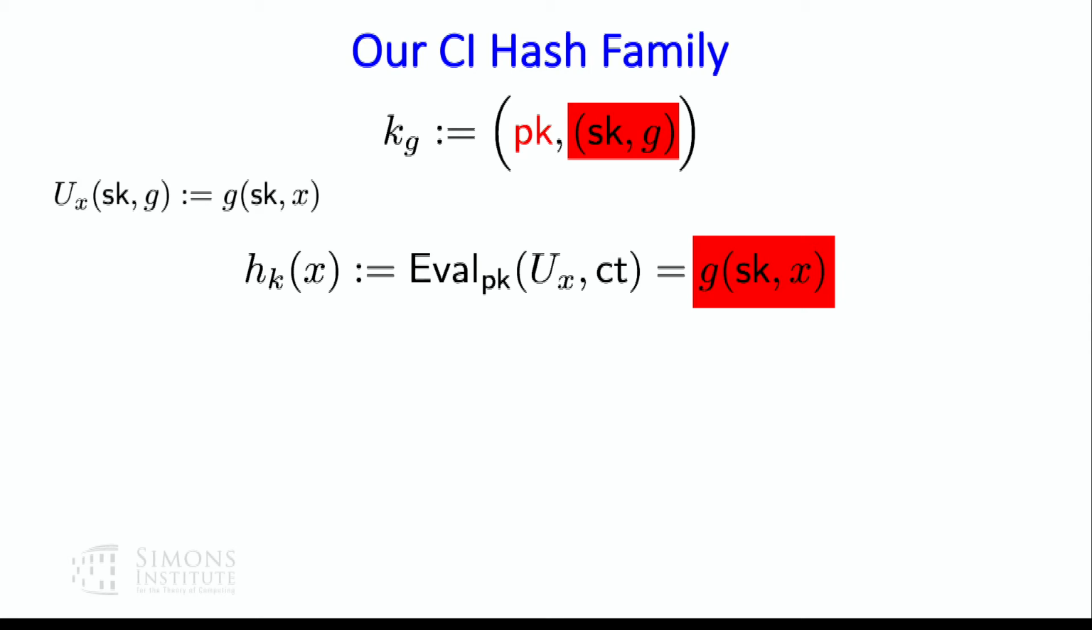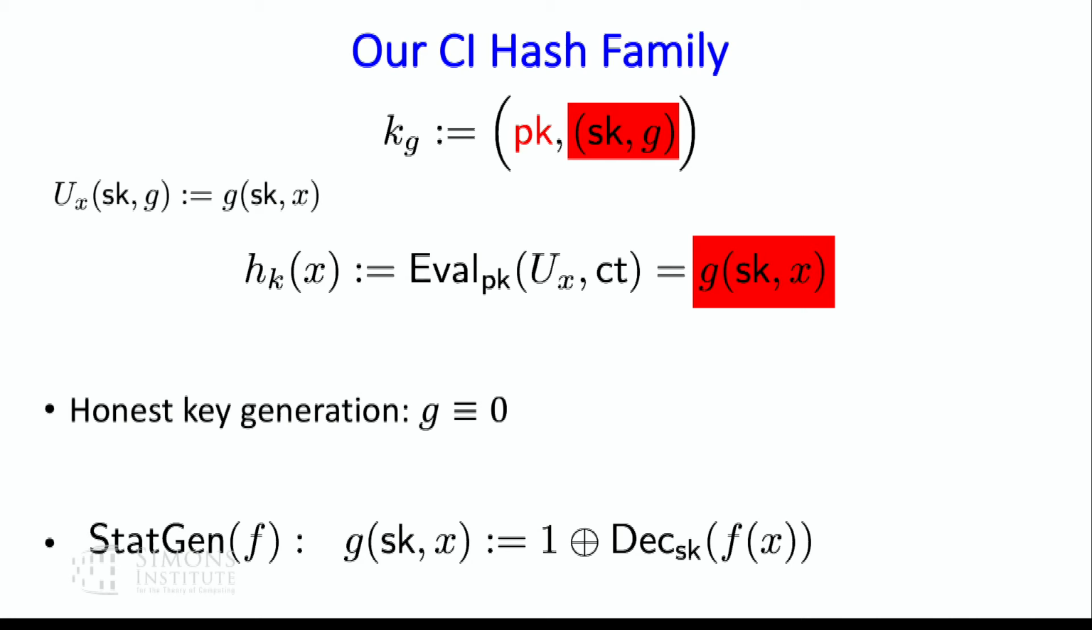So an honest key you can think of as g being the all zero function. And when you want to generate a key which is correlation intractable for f, you should pick this function, which is: take x, take the secret key, decrypt x using the secret key, and then flip the bit. This should look very much like the original f of x plus 1 that I wrote down, but I have thrown in this decryption on top.